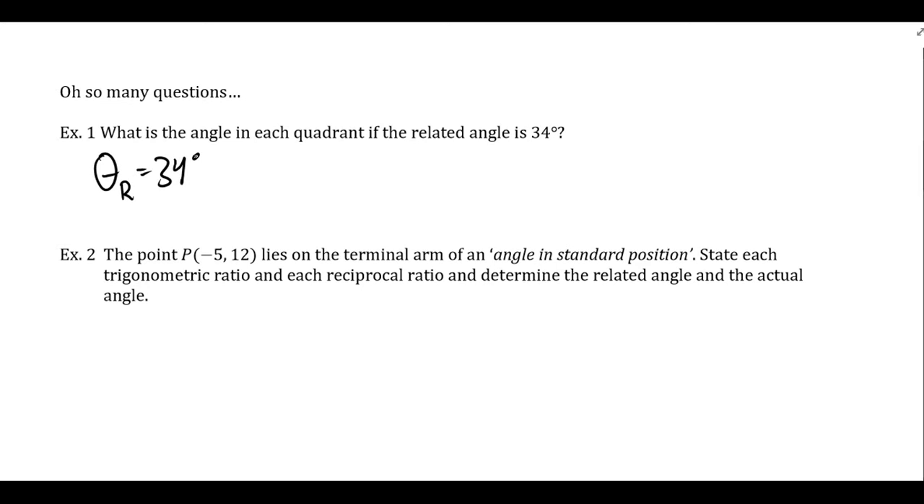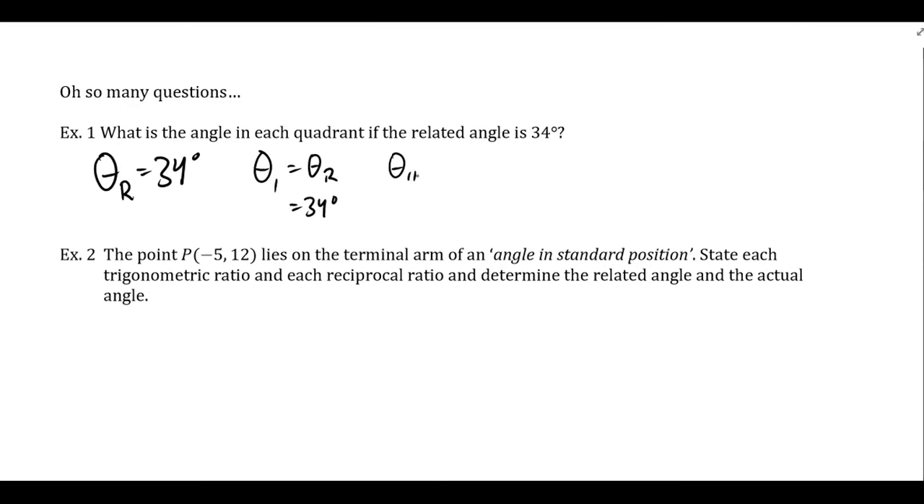I think this is my own notation. I think I made this up, so don't expect other teachers necessarily to know this, but I really like it. You can tell me if you've seen it before. So I like to name the quadrant as a subscript. So theta in quadrant 1 is equal to theta related, so it's 34 degrees.